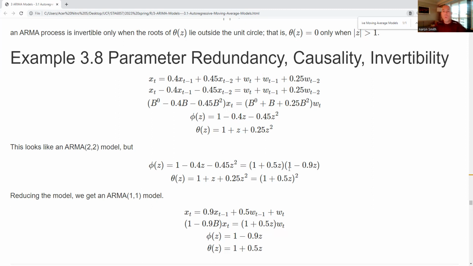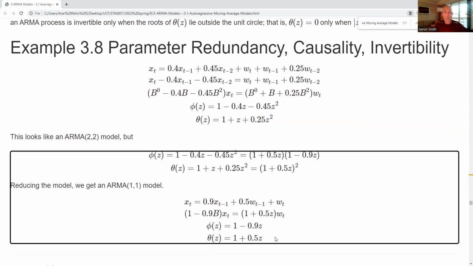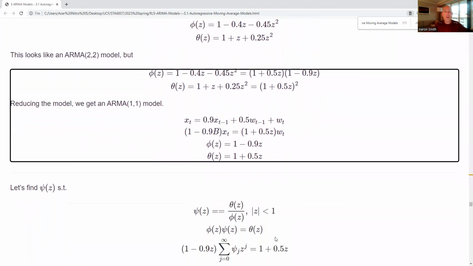So I want to reduce phi down to this, 1 minus 0.9z, and I want to get rid of the redundant part, which is one of the two powers, and then I want for theta, 1 plus 1 half times z. All right, and then I get this.